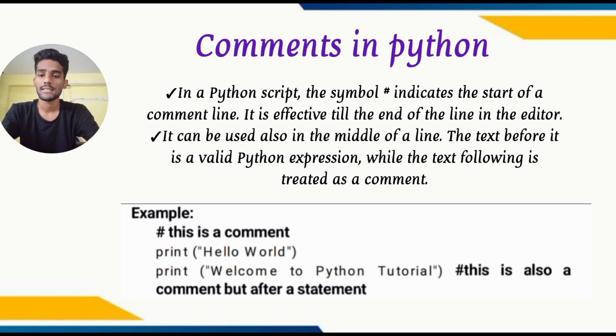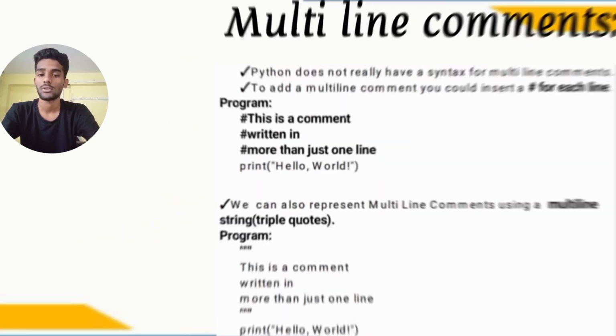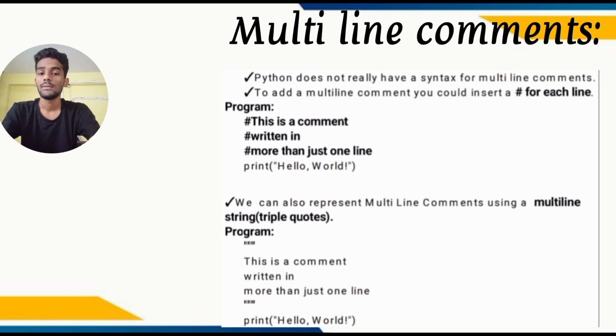In this example, we can see that at the beginning of the program we have used a comment, hashtag this is a comment. And in the second line of the program, print welcome to the Python tutorial, we have started a comment in the middle of the line, hashtag this is also a comment but after a statement.